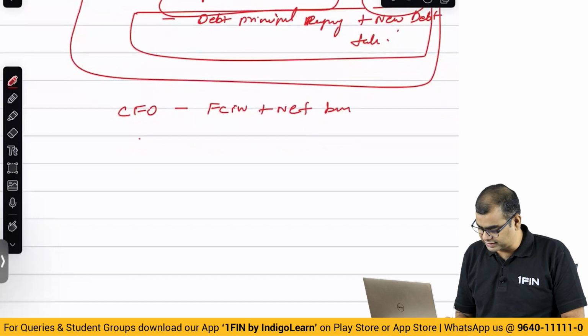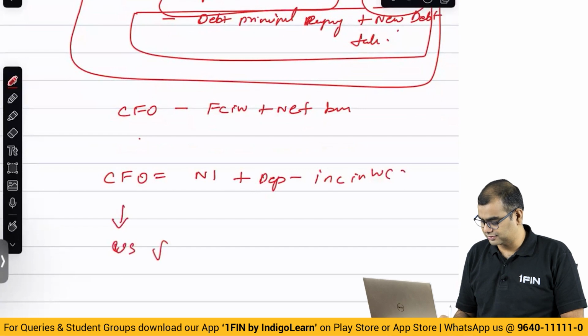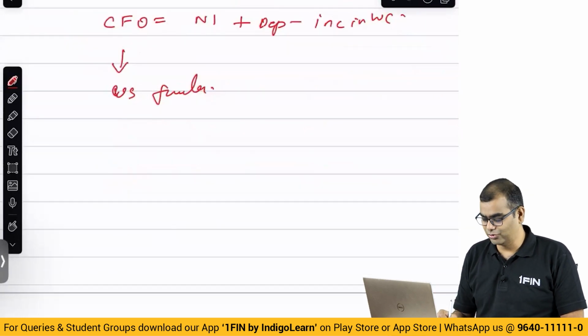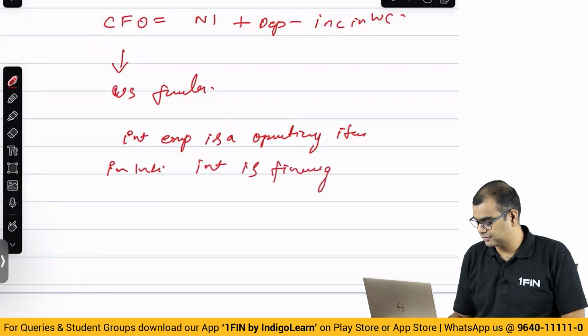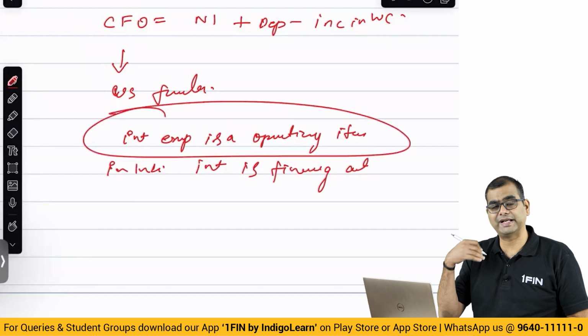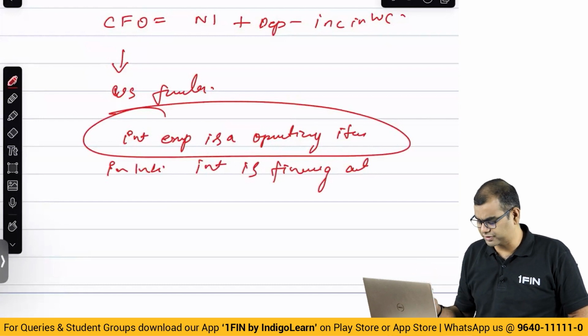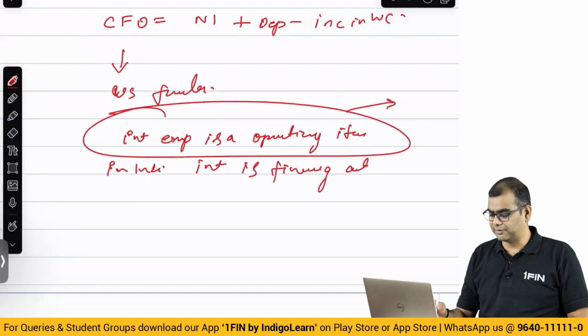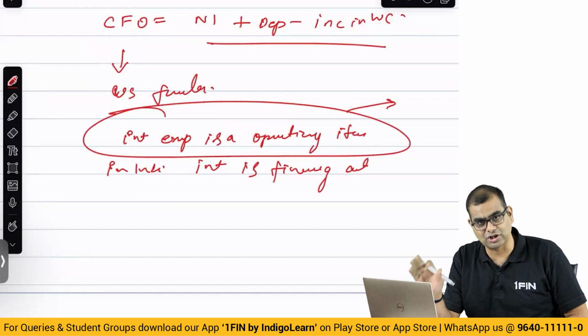Why? Because CFO is equal to net income plus depreciation minus increase in working capital. This is the US formula. Why is this the US formula? Because in the US, interest expense is an operating item. In India, interest is a financing activity. Because we are studying CFA, we will follow this logic. If you have seen in the financial statement analysis topic, the faculty would have explained that cash flow from operations is basically your net income plus depreciation minus increase in working capital. There is no interest charge, whereas in India there is an interest charge. Because there is an interest charge, you have to make an adjustment for interest also, whereas in this case you need not make it.